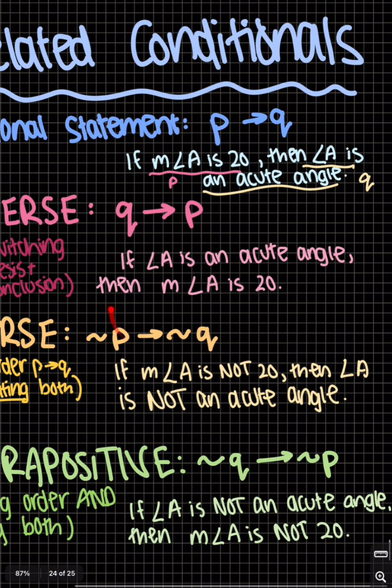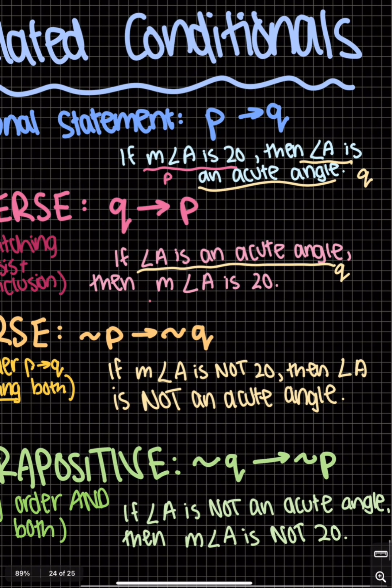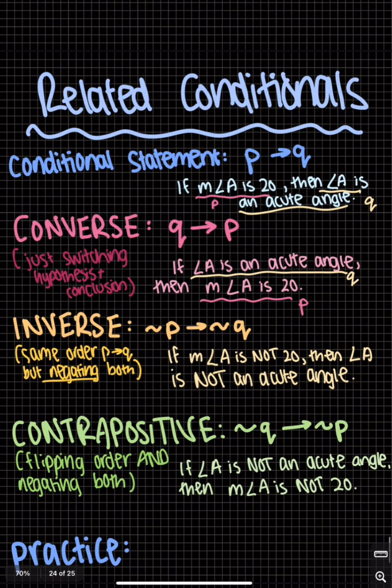An example of this is: if angle A is an acute angle, then the measure of angle A is 20. If I look here, angle A is an acute angle. This was always our Q, right? It matches. And then the measure of angle A is 20. That is our P. It's just switched. The two things are switched.